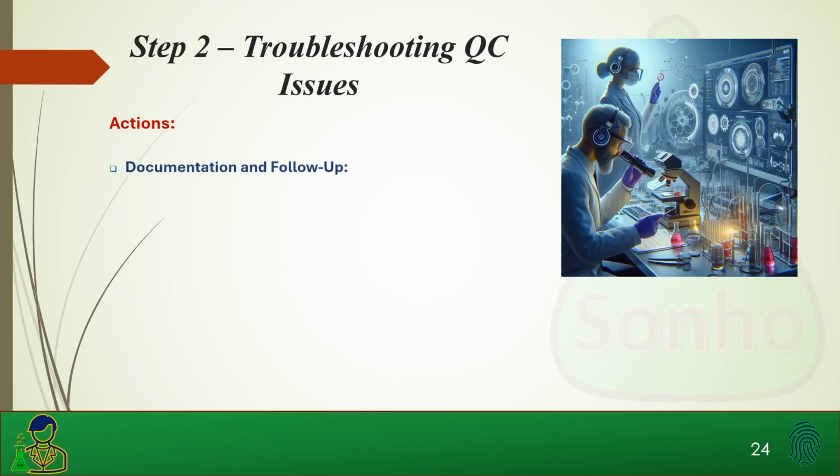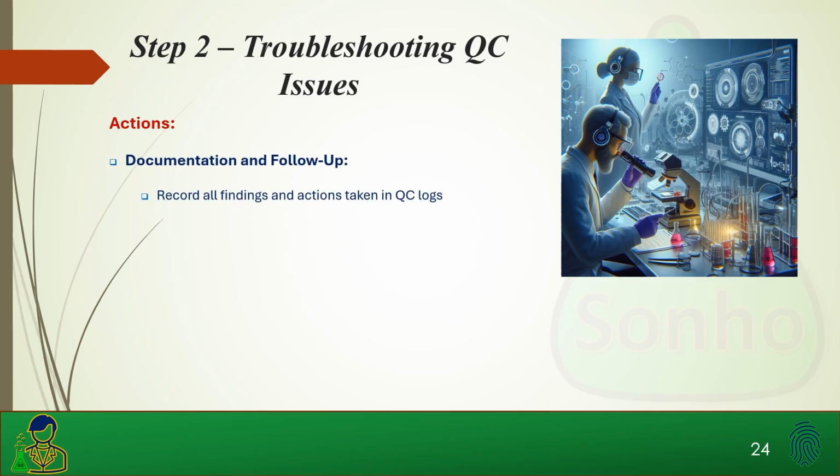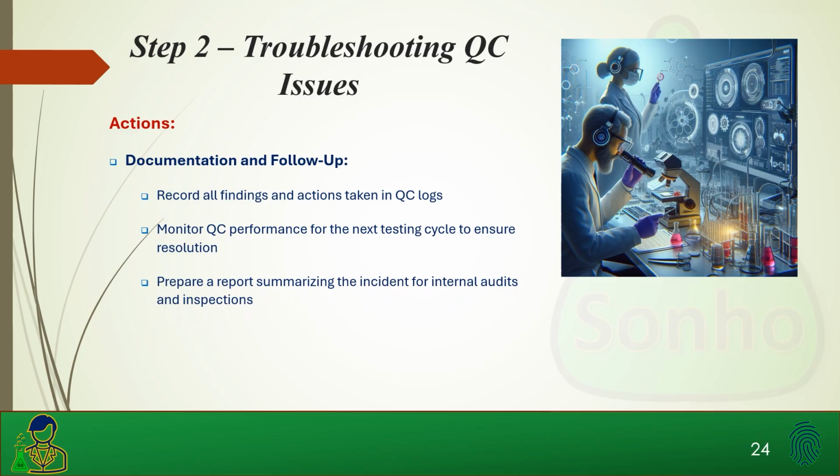Documentation and follow-up. Record all findings and actions taken in the QC logs. Monitor QC performance in the next testing cycle to ensure the resolution. Prepare a report summarizing the incidents for internal audits and inspections. In instances like these, you always need to have some kind of incident report because patient testing was impacted. Especially if you halt testing, or if you have to rerun samples, then you need to write an incident report because that impacted your testing and therefore impacted results.